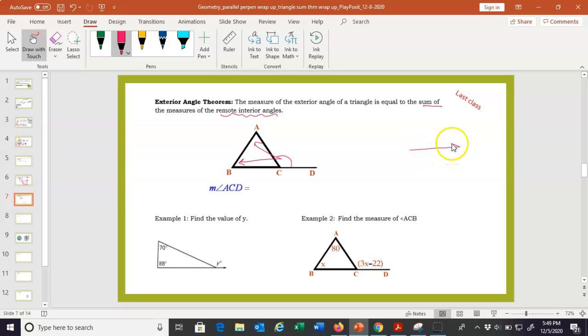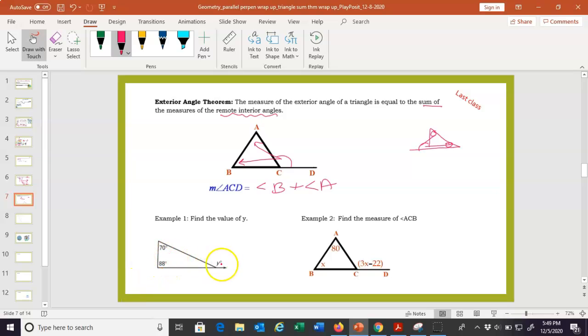If I had drawn my triangle this way, then the remote interior angles from this one would be these 2. It's the 2 across from it, not the one right next to it. It'll never be the angle right next to it. It's the other 2. So all you do is you add those 2 up. I'm going to call this angle B plus angle A.